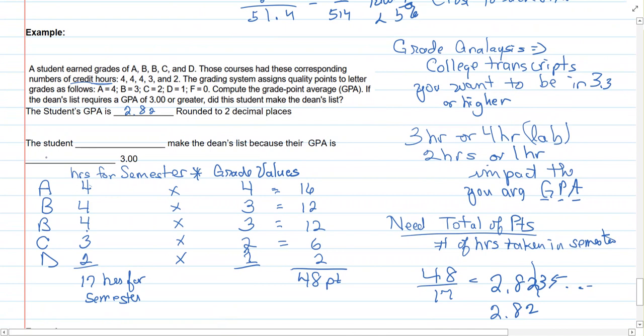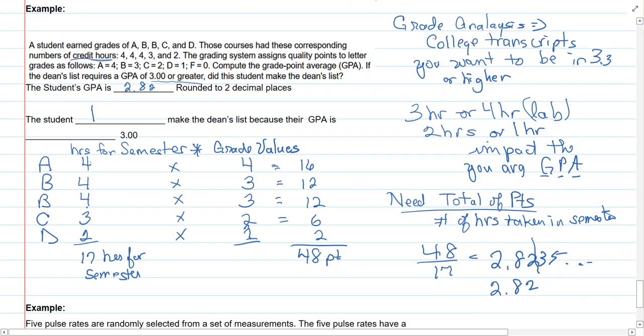The student, what does it say? Did make the dean's list because their GPA is greater than or less than. Now remember what it said up here. The dean's list requires 3 or greater. So the student did not make the dean's list because the GPA is less than the 3.0.